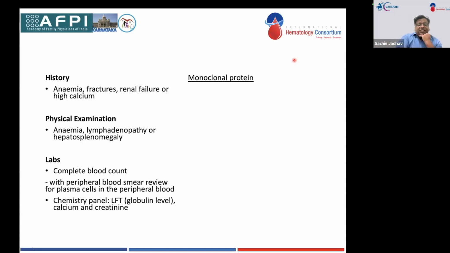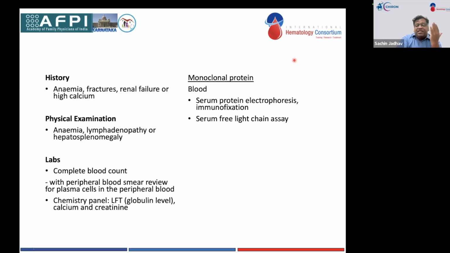You will look at the liver, especially the globulin level. You look at calcium, creatinine, and then you will see whether there is any monoclonal protein in the blood. For this, you will do serum electrophoresis of the proteins with immunofixation. That will tell you exactly, yes, there is an M band. What kind of M band is it? Is it IgG, IgA, IgM? Immunofixation will tell you the type of M band.